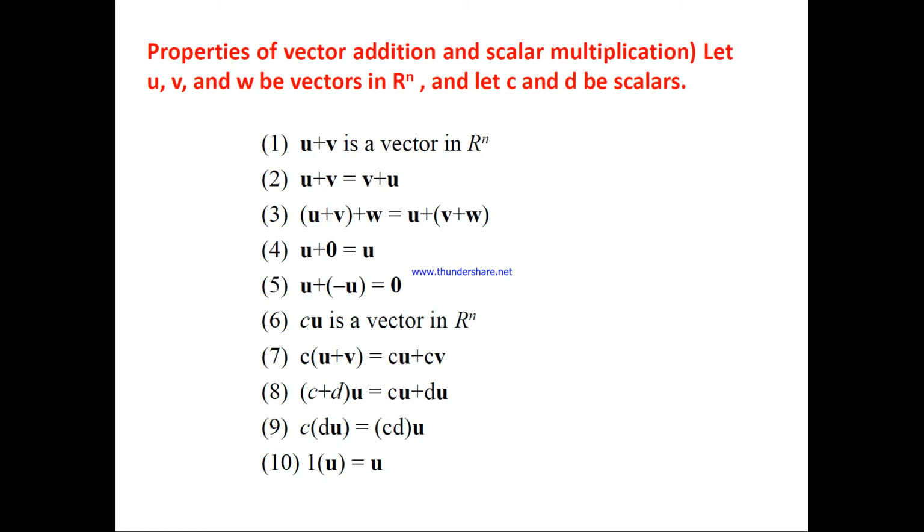Now the final, tenth property is the unit vector. Multiply the unit scalar 1 with u, and you will get back the same vector u. Now 0 multiplied by u gives the 0 vector. So these 10 properties of vector addition and scalar multiplication are very important, and you need to keep them in mind while working on vector spaces.